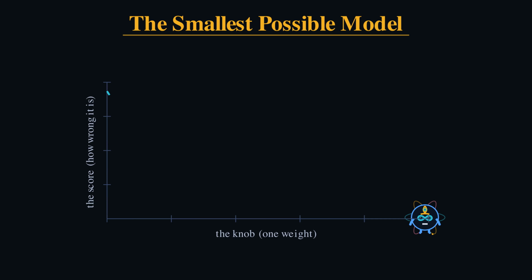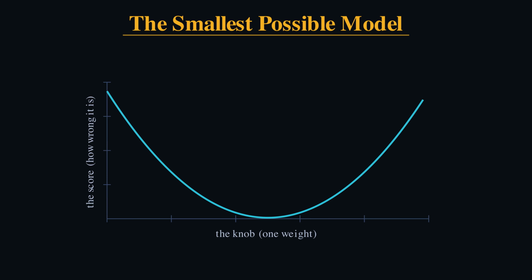Here is the smallest honest model there is. One weight, 64 data points, and a score that says how wrong it currently is. We are standing here. The knob is at 2 and the score is 1.247, and the model cannot see this curve. It only knows the one point it is standing on. So, which way do we turn the knob?